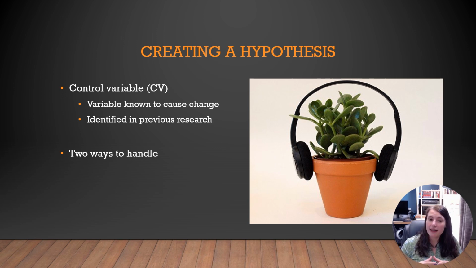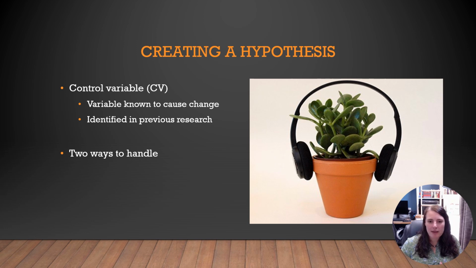For example, if we're conducting the quintessential growing plants with music experiment, we would want to observe how music changes the growth of the plants. Our independent variable would be the music, and our dependent variable would be the plant height. Control variables would be other things that impact the plant height. Things like the amount of water used, the type of soil, the pot in the plants, etc.